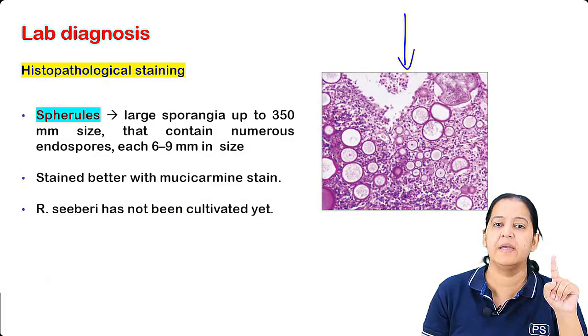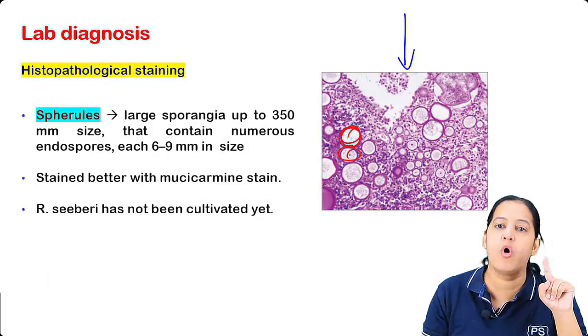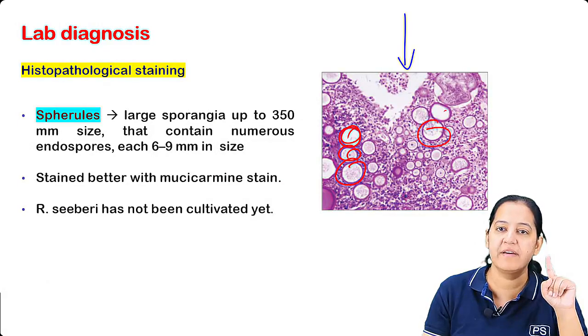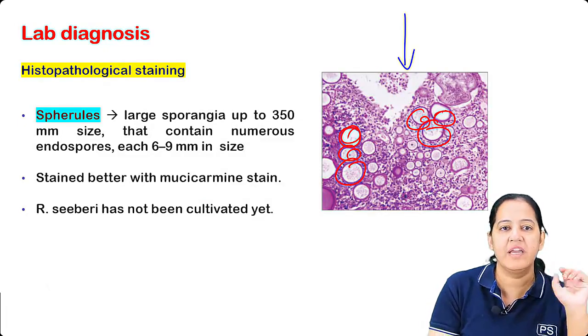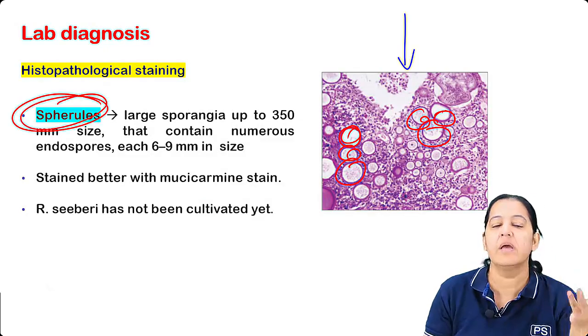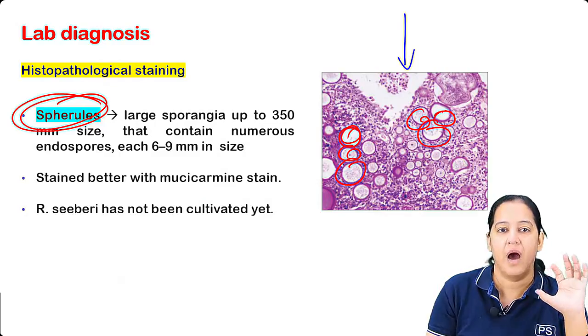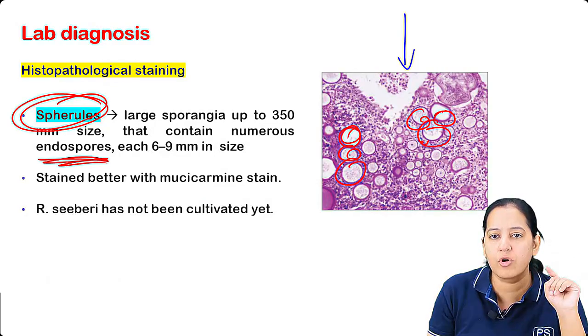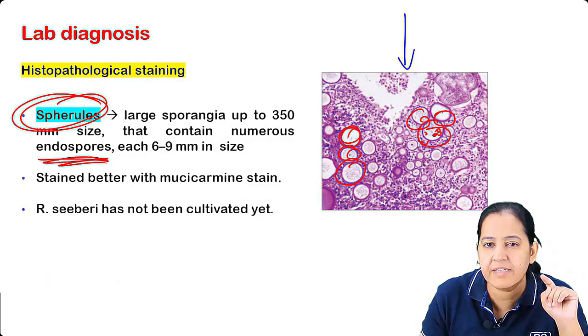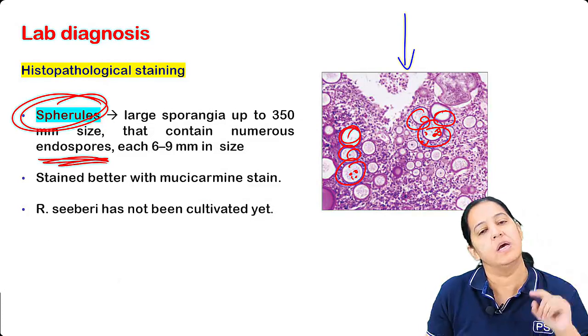In the biopsy, you can see spherules is the hallmark. What is the hallmark word here to be picked? The hallmark word is the spherules. Here we have spherules. What is spherule? Inside each spherule, hundreds of endospores are there. It's not very clearly visible, but you can see small dot-like structures. These are endospores. The hallmark is the spherule.